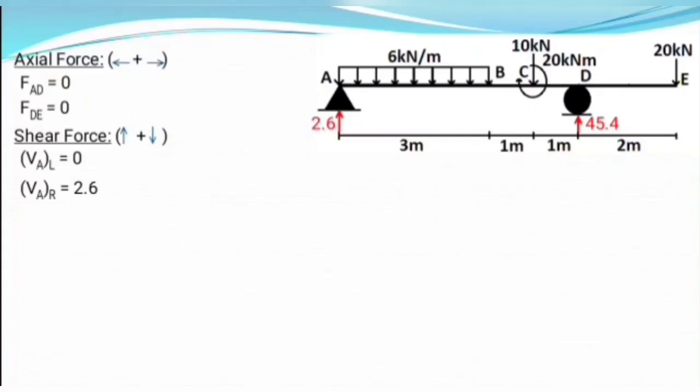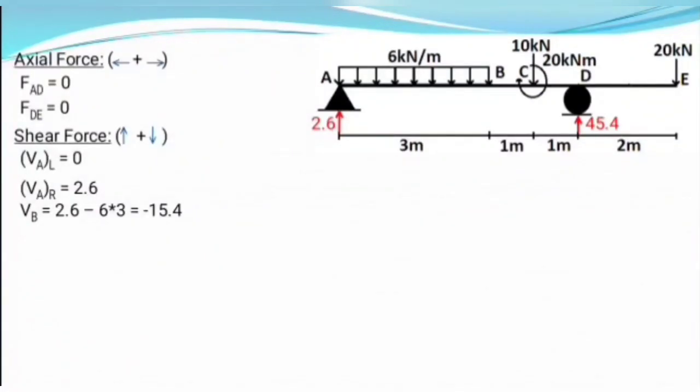Now we will move to our next point, which is point B. To calculate shear force at point B, we do summation of all the vertical forces on the left of that point. So on the left of B, we have an upward point force of 2.6 kilonewton and downward UDL of 6 kilonewton per meter, which is distributed through length of 3 meter. So on doing summation of these forces, we obtain shear force at B to be minus 15.4 kilonewton.